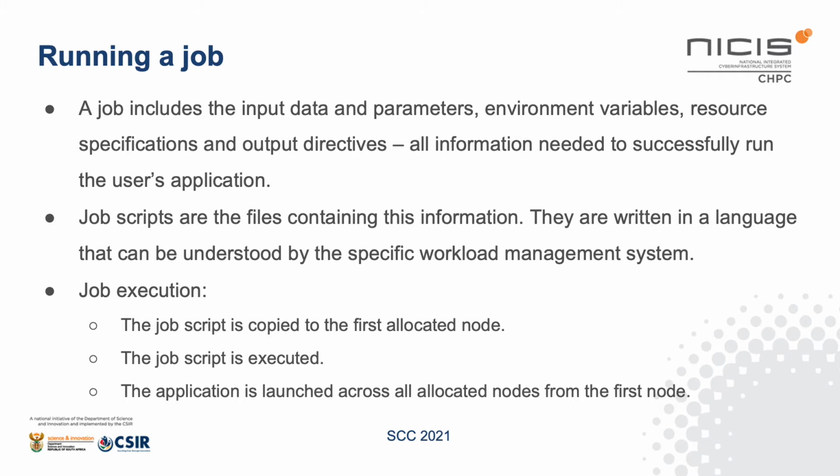Job execution starts with the job script being copied to the first compute node in the allocated list. The job script is then executed and the application is launched across all the allocated compute nodes from the first compute node. Typically, multiple tasks are launched across multiple cores, GPUs, and nodes, all confined in the job's allocation.